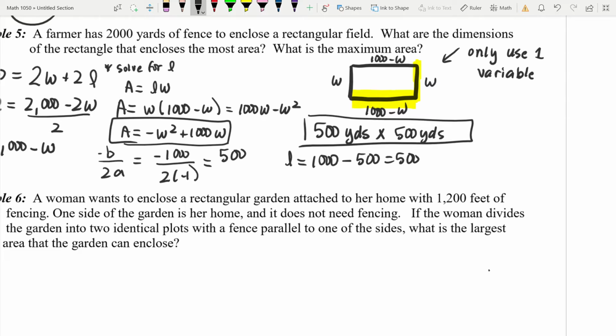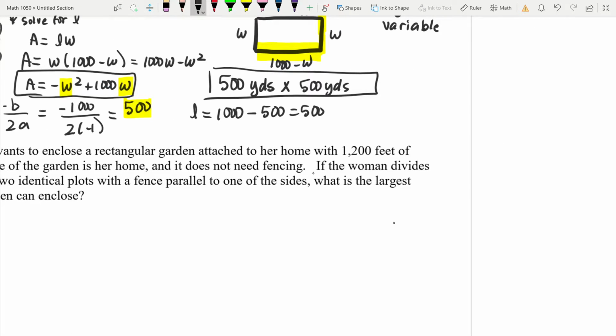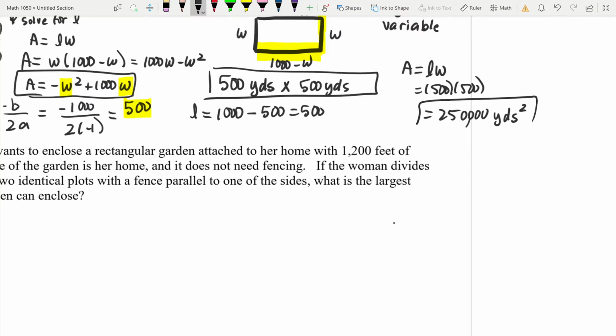Now, the question is, what's the maximum area? You have 2 options of doing this. You can take this 500, which is your answer for the width, and plug it here and here and get your area. Totally works. But I'm not going to do that because I know the length and I know the width, and to find the area, I just multiply those together. So everybody go, area equals length times width. That's 500 times 500, which is a 25 with 4 zeros, 250,000. And this is going to be yards. Yards what? Yards squared, because it's area. That's my answer.